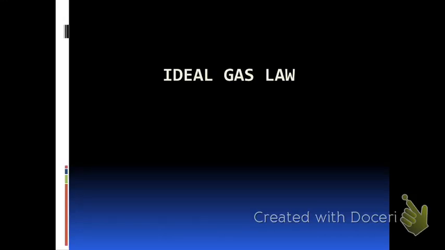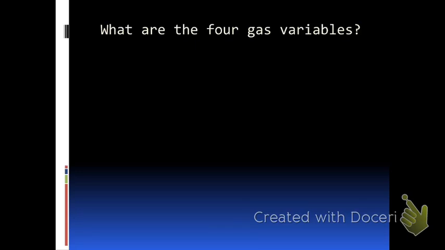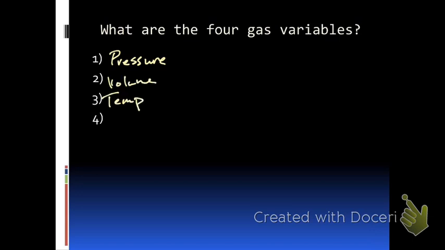All right, today we're going to start what's called the ideal gas law. So, before we work with the combined gas law, which compared two different situations using the variables pressure, volume, and temperature. Let's just remind ourselves of the four gas variables. The three that we've been working with are pressure, volume, and temperature. The fourth is one we haven't worked with yet, but it's a number of moles or number of molecules.